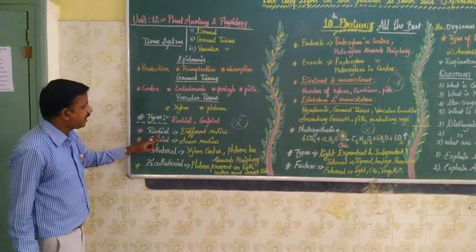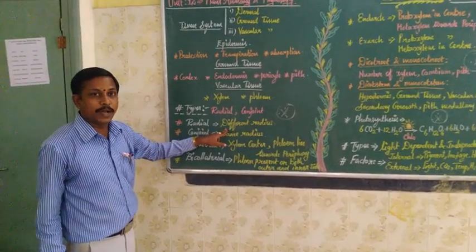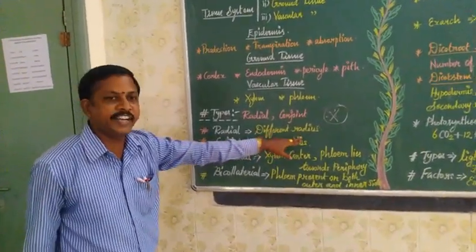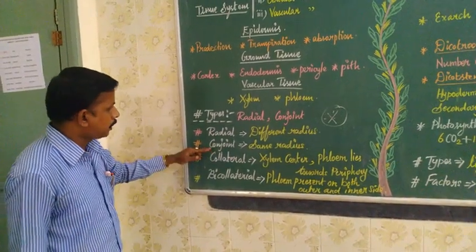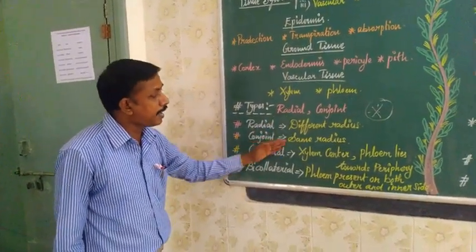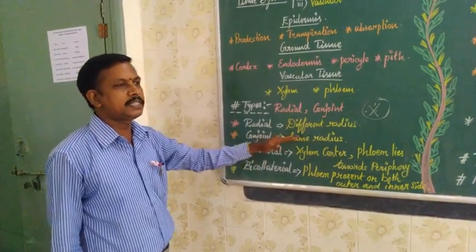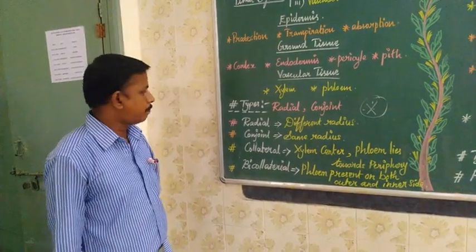First one, radial. Radial means the arrangement of vascular bundles in different radii is called radial bundle. Next one, conjoint. Conjoint is the opposite: the vascular bundles are present in the same radius, and this is called conjoint vascular bundle.